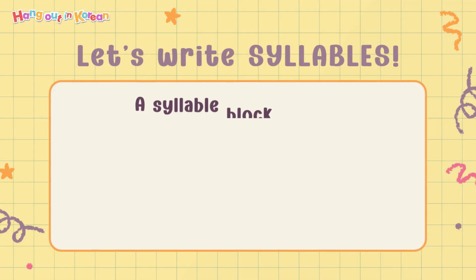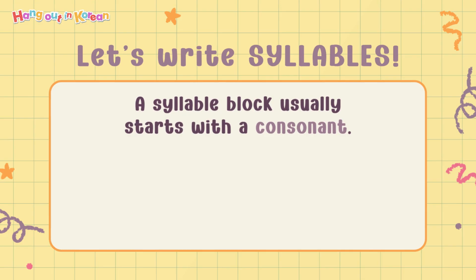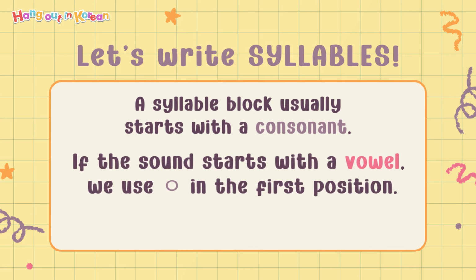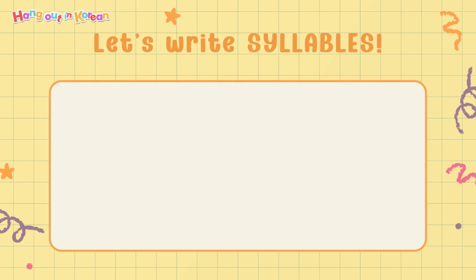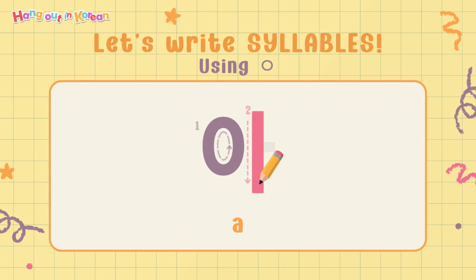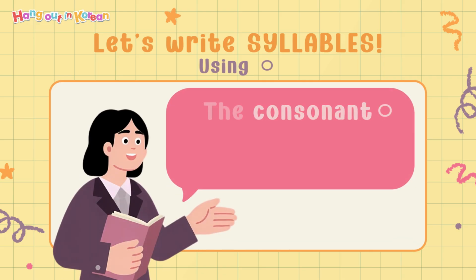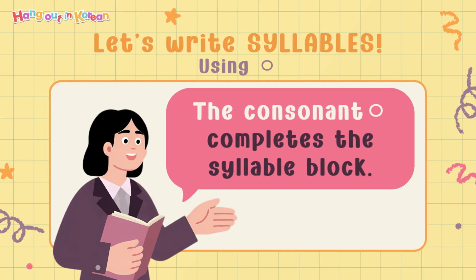In Korean, a syllable block usually starts with a consonant. If the sound starts with a vowel, we use ieung in the first position. If this letter is in the first position, it becomes silent. Let's practice writing syllables with the silent ieung. A, here, ieung is just holding the place so the vowel can form a complete syllable block.